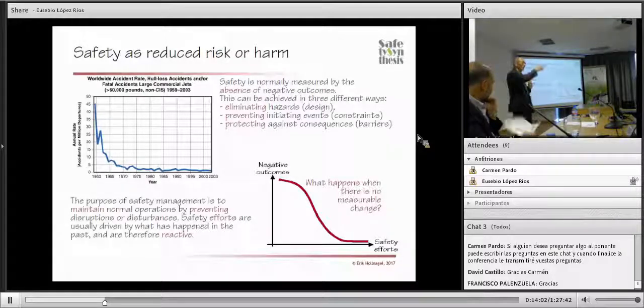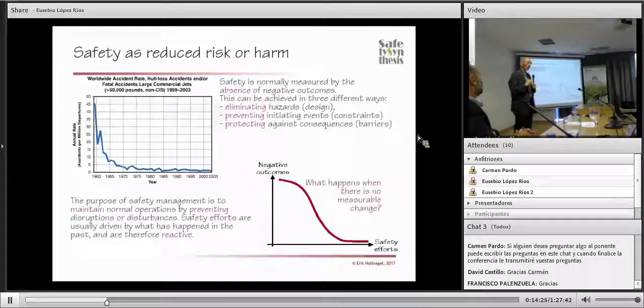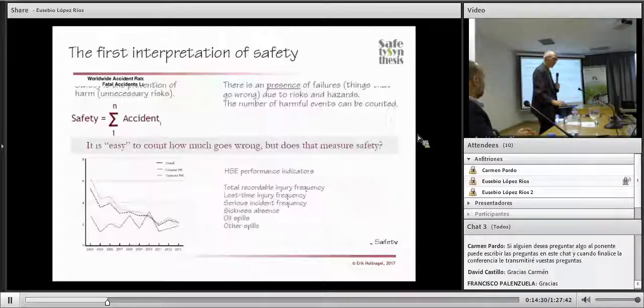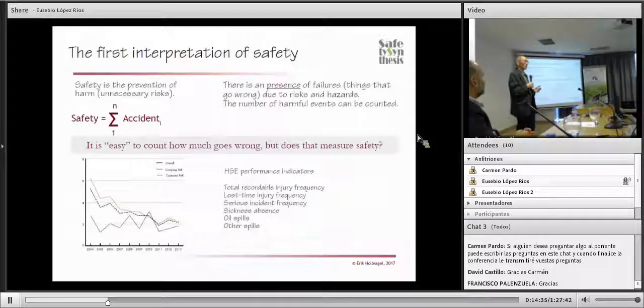We measure safety by a curve that goes down, because we don't measure safety, but we measure accidents. We count the number of accidents, and we say, if this goes down to zero, or to an asymptote, as here, then we're safe. But we don't actually measure safety, we measure something else. And this is how we talk about safety, and this is how we think about safety. And you can say that the first and the most widely used interpretation of safety is this.